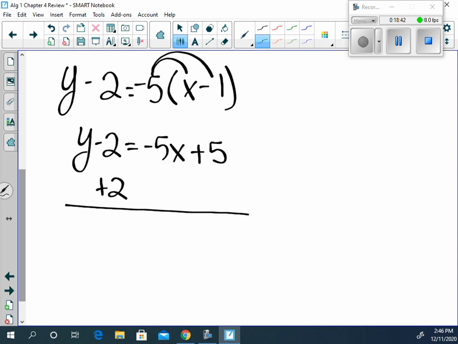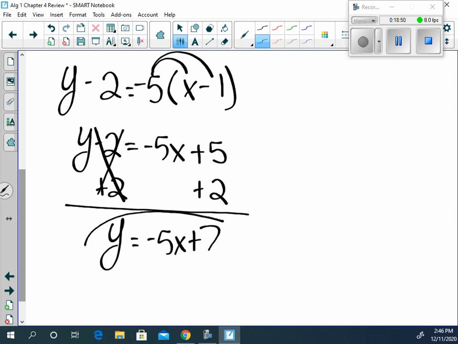Now we need to add 2 to both sides. Negative 2 plus 2 will cancel, leaving me with y is equal to negative 5x plus 7. And that's the equation of a line that is parallel to the given line, the line that we were given, and passes through the point (1, 2).